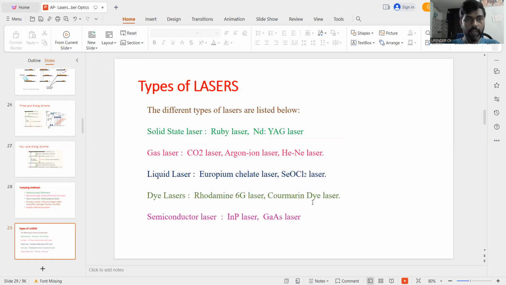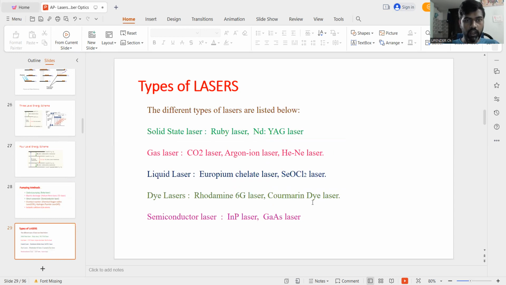Next one is types of lasers. There are different types of lasers. The first one is solid state laser. Examples are ruby laser, YAG lasers. Next one is gaseous lasers: carbon dioxide laser, argon ion laser, helium laser, etc. Next one is liquid lasers: europium chelate laser, selenium oxychloride laser.